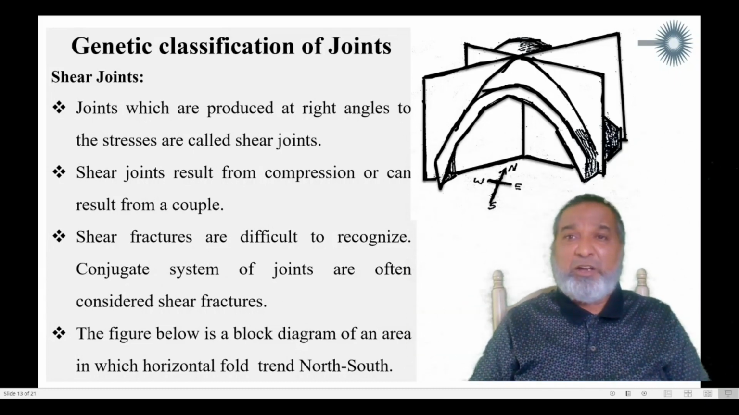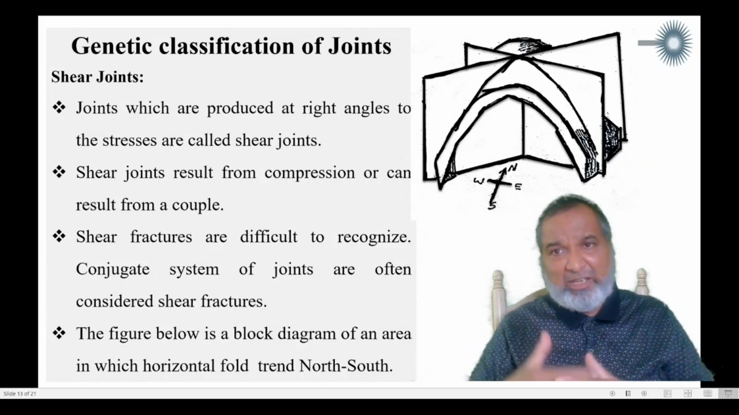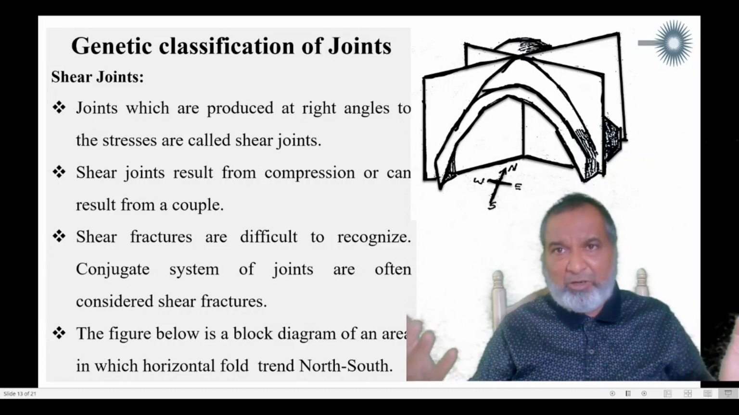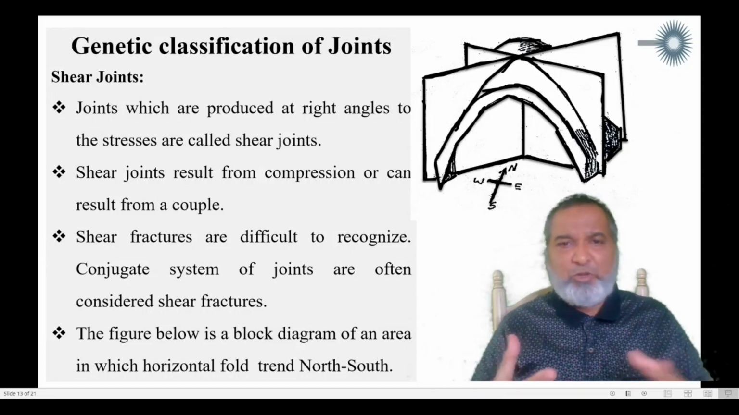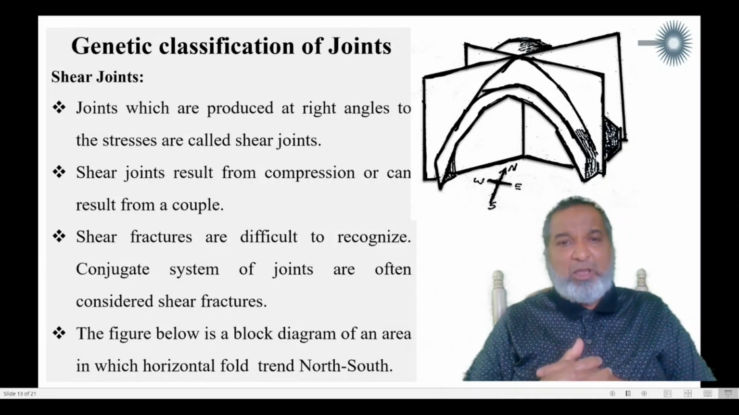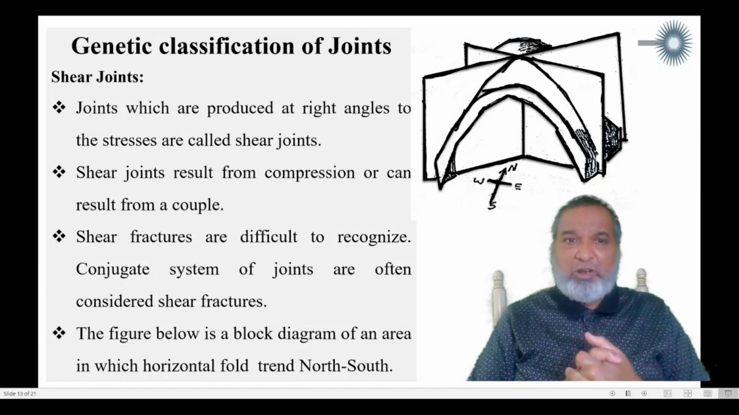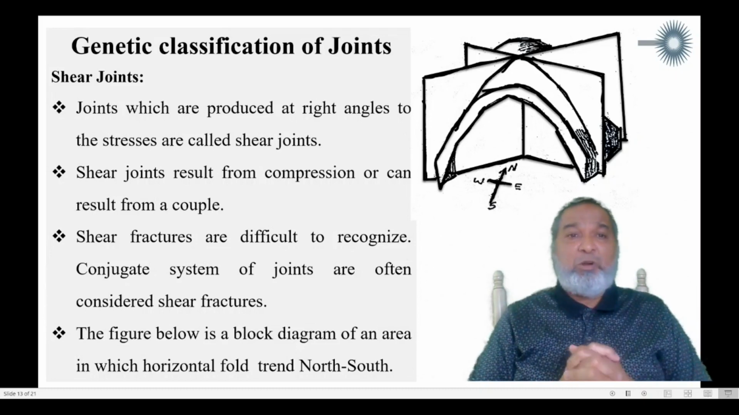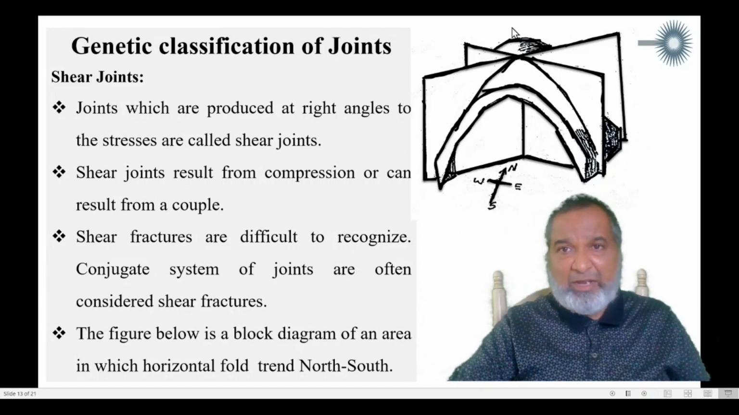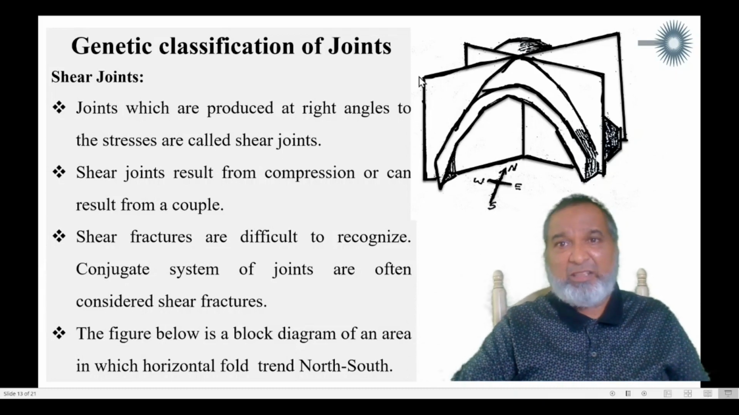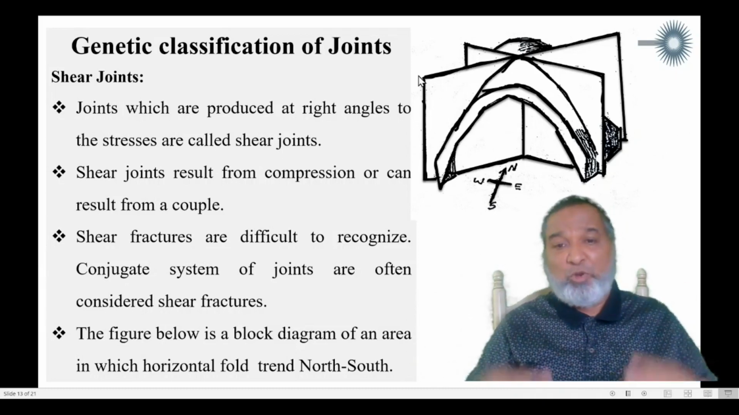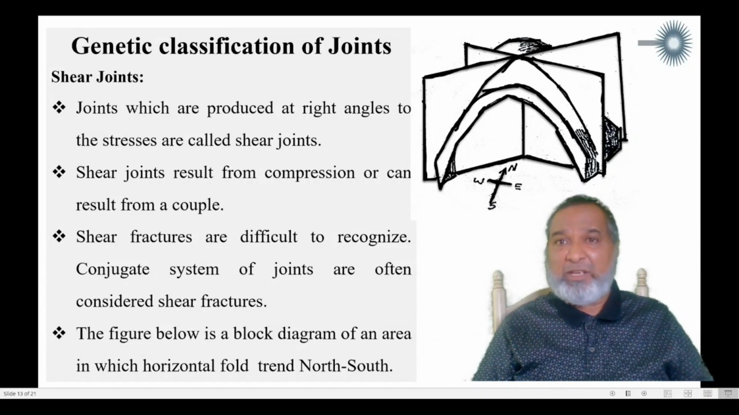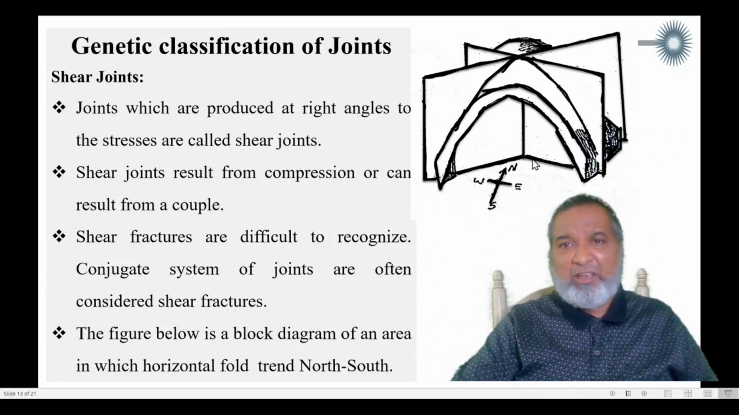Whenever you see any conjugate system of joints, whether inclined, horizontal, or vertical, any two will be there. So these two conjugate shear fractures, a shear conjugate system of joints, will be called shear joints. In this block diagram you can see this is one, this is another one. So two sets have been drawn. Both are vertical. The only thing is the direction: one is northeast-southwest, the second one is northwest-southeast.